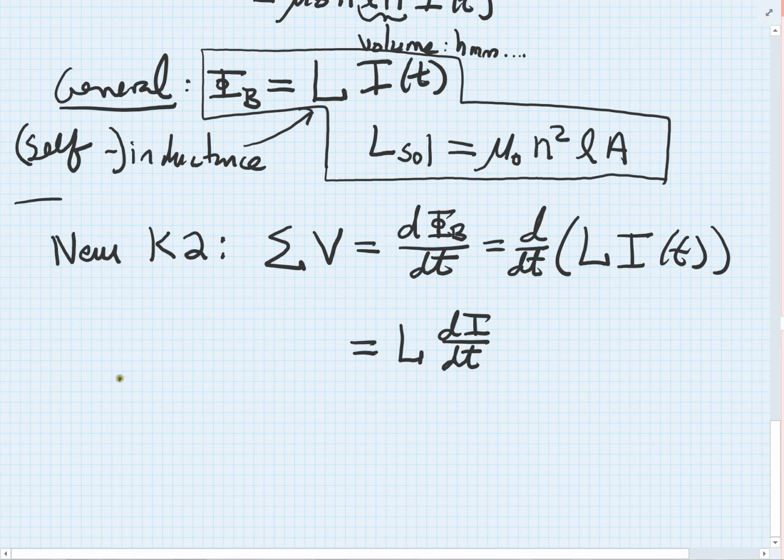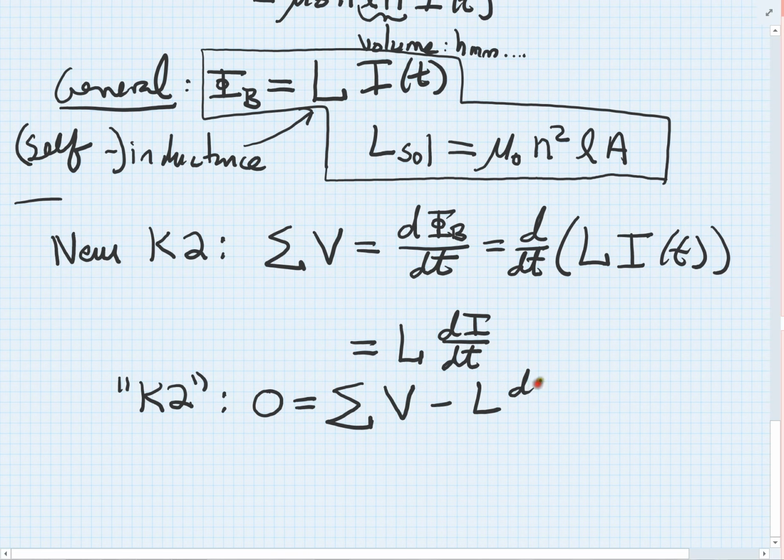So what they do is they write down an effective Kirchhoff's second law. So I'm going to put quotes around it, meaning effective Kirchhoff's law. And what they do is they try to make this as similar as possible to the traditional law. So they write it as 0 equals something, and 0 equals, we can see from this equation, the sum of the voltages around my circular loop, right, with an additional term. I have to subtract off this extra term, minus L di/dt.